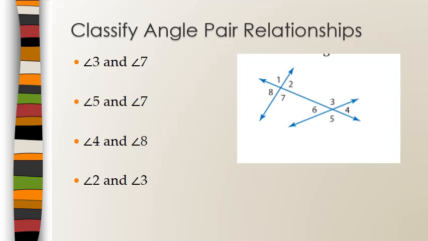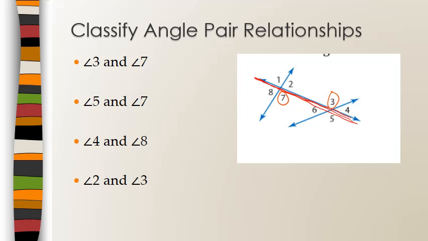And really the first thing we probably want to do is identify our transversal. And so our transversal here is this line right there. All right, so once we've got that identified, then we can set about to identify the angle relationship. So the first pair we're asked to identify is angle 3 and angle 7.